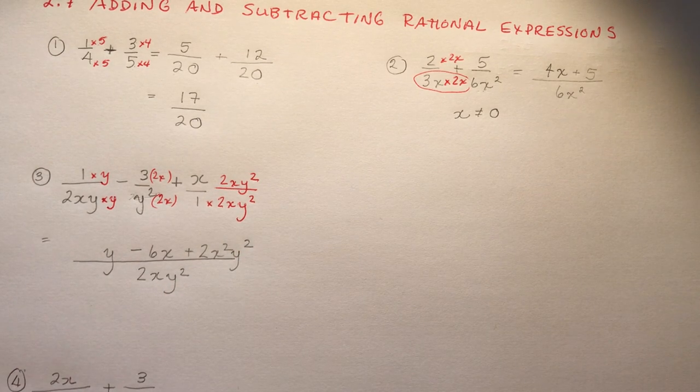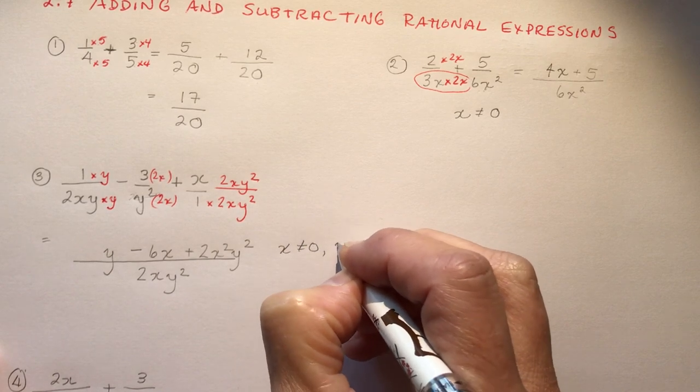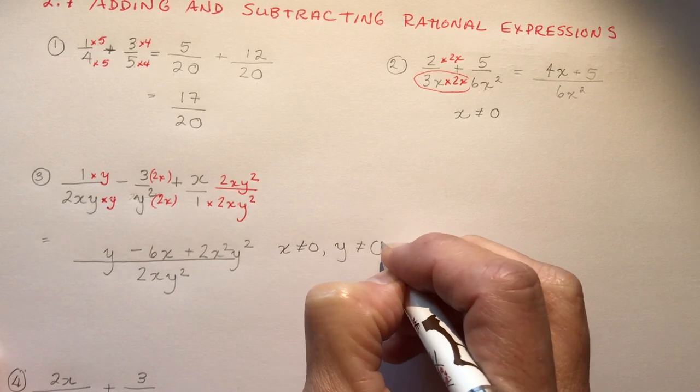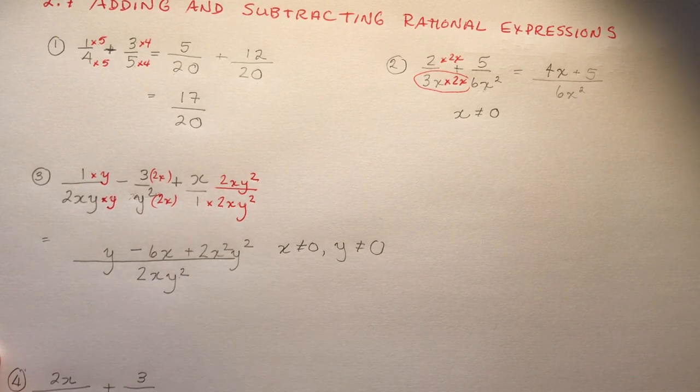I still have to state the restrictions. Restrictions are what makes the denominator 0. And in this case, x cannot be equal to 0 and y cannot be equal to 0, because a 0 in either of these positions would give me a 0 in the denominator.